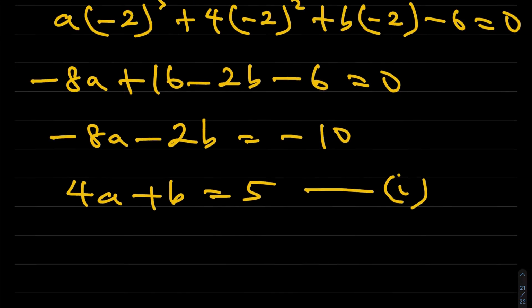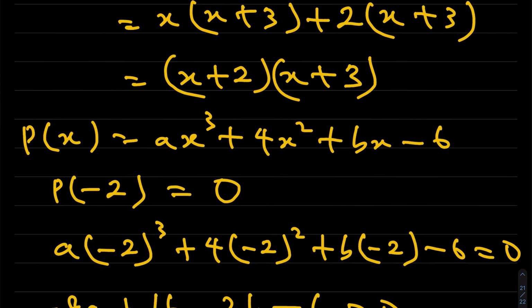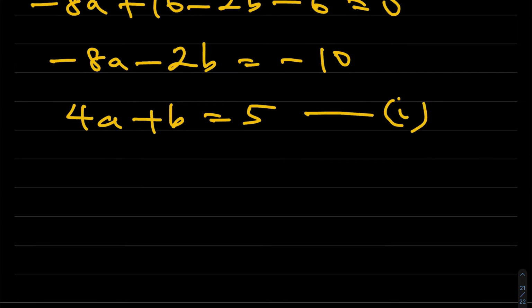That's equation 1. Now, x plus 3 is also a factor of h of x, which means it is also a factor of p of x. When p of x is divided by x plus 3, the remainder is p of minus 3.